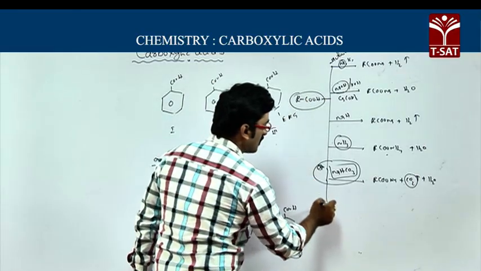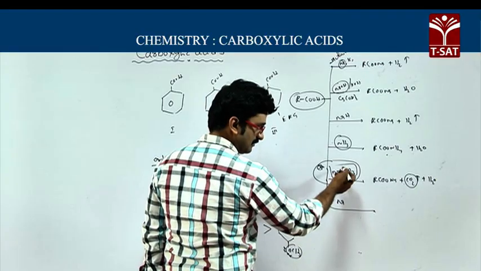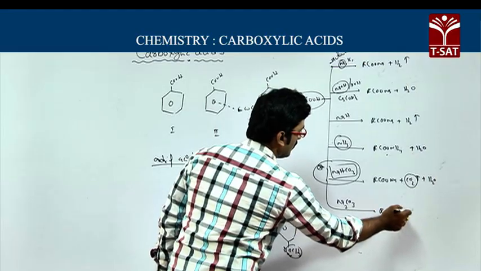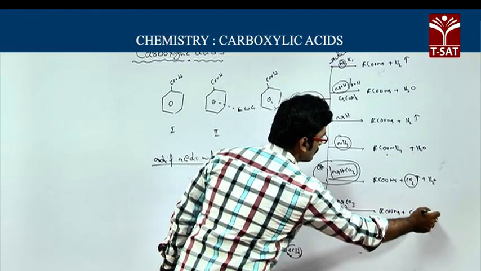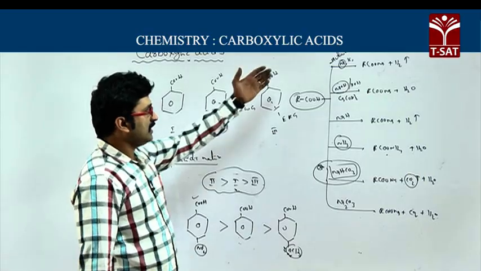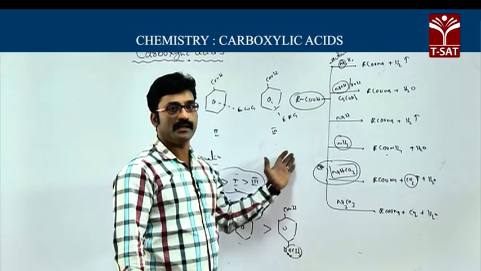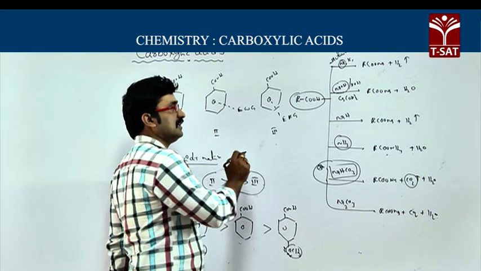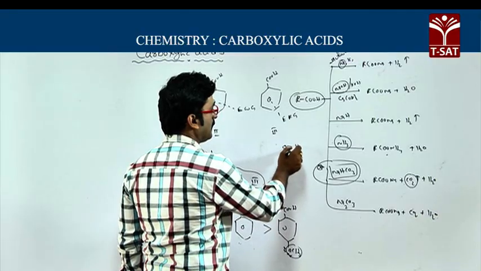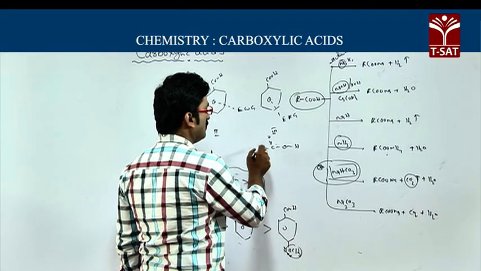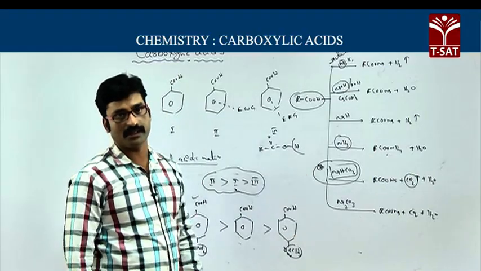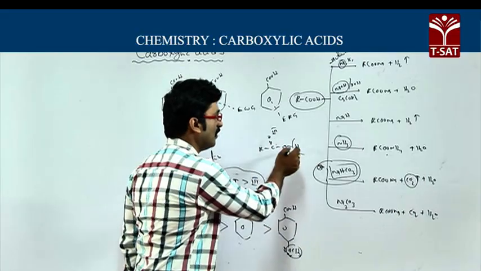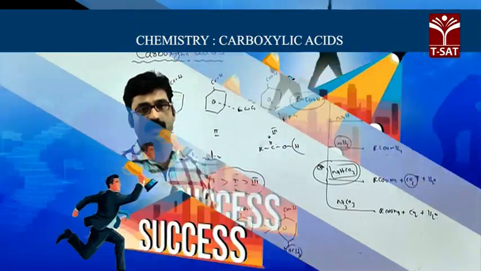And carboxylic acids can also react with carbonate Na2CO3. Here also you get RCOONa plus CO2 plus H2O. Is it clear? So all these reactions indicate the acidic nature of carboxylic acids, and in these reactions we are just removing a hydrogen from the carboxylic acid. So therefore these are the reactions which involve the cleavage of OH bond of carboxylic acid.